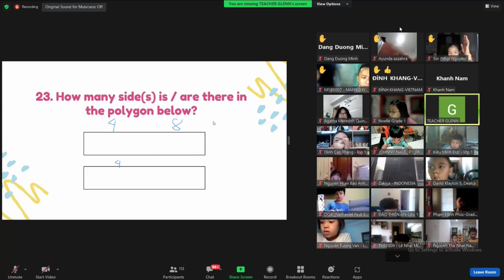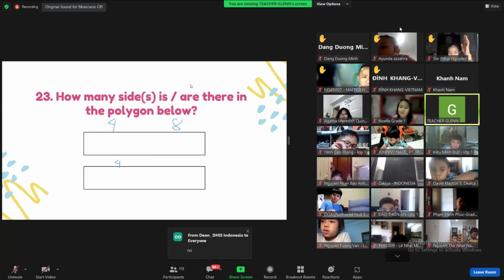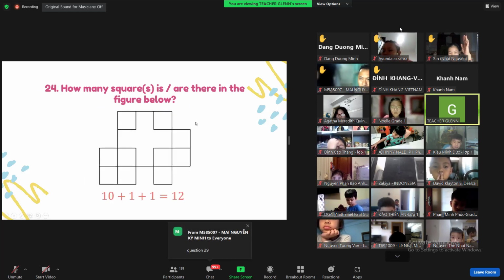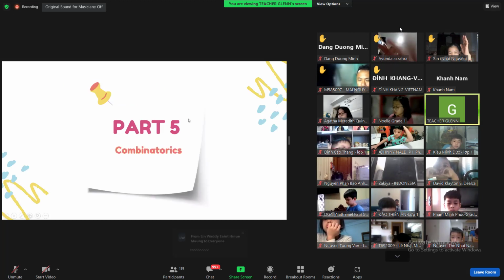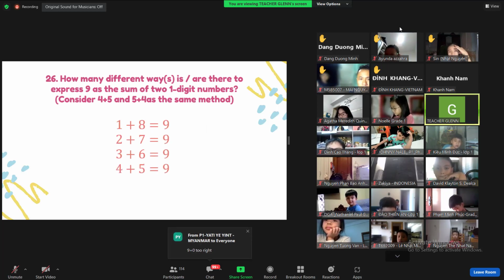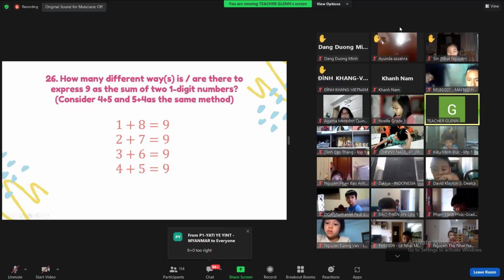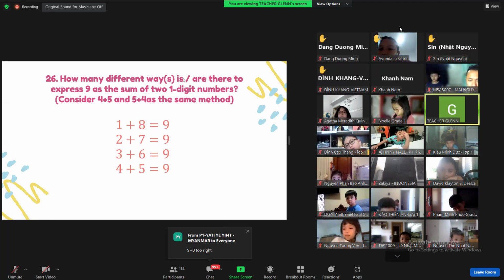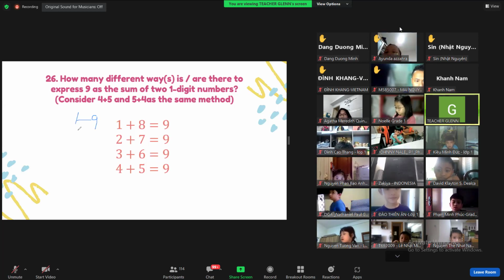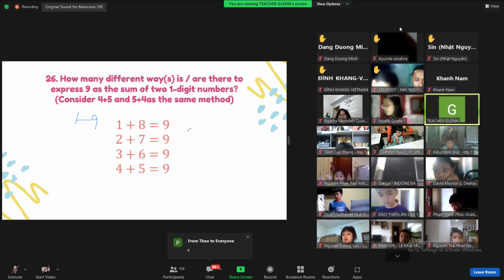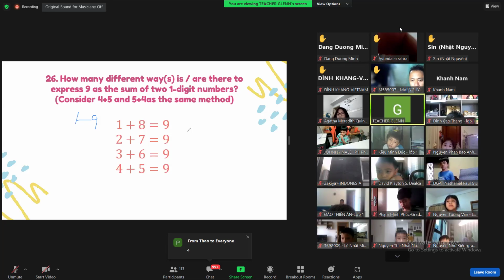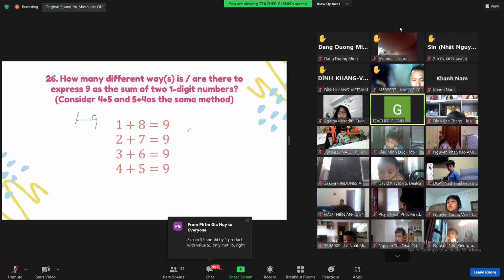0 plus 9 is not counted because we go back to number 26. They are one-digit numbers, so 0 is not counted. Based on the answer key, 0 is not counted. So we're only considering 1. So that's all. We're going to end our discussions now.